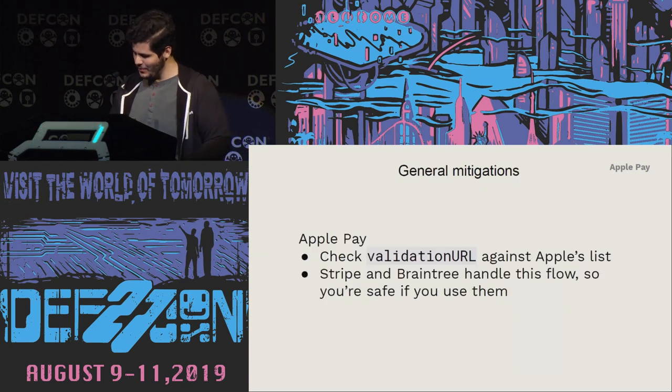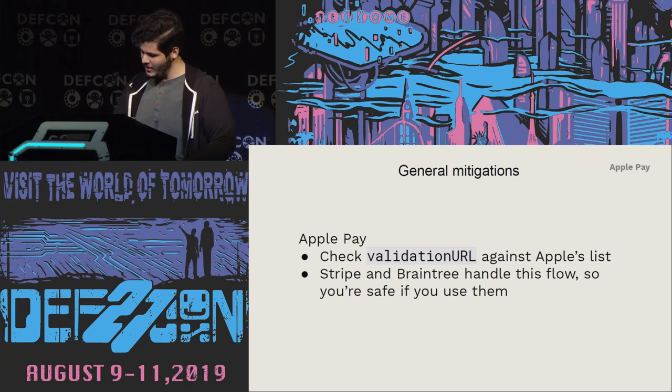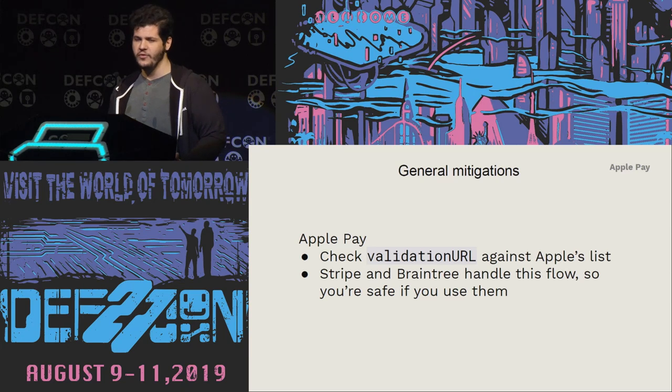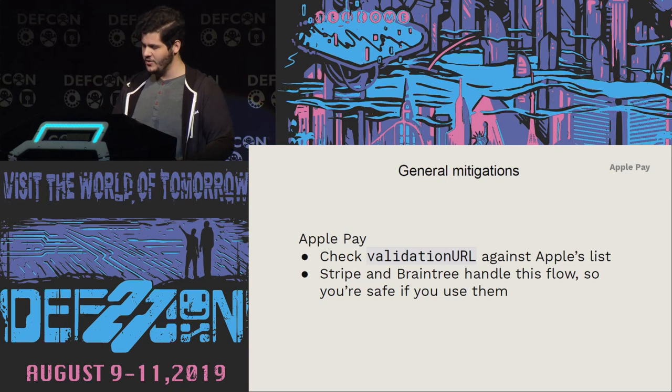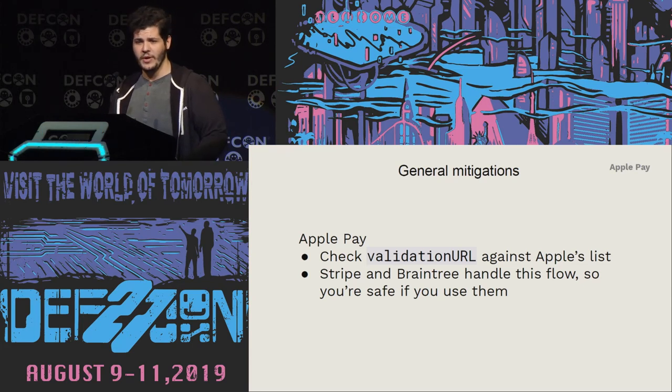For everyone else, it's important to manually parse the validation URL and check it against Apple's list. It's kind of ugly to copy and paste 30 domains into some config file, but that's pretty much what you have to do. A couple of payment providers actually do this out of the box, though. So far, I'm just aware of Stripe and Braintree. So if you're using one of those, you're safe. And they've actually been the main hurdle in collecting bug bounties.